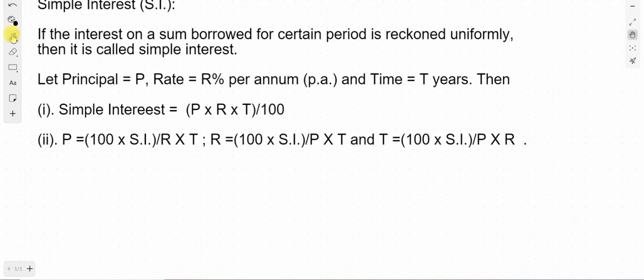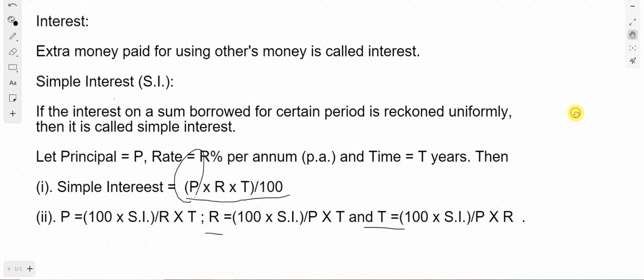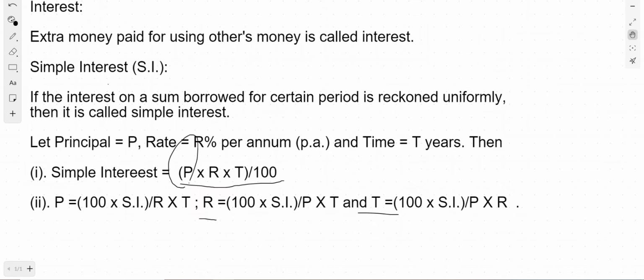We are calculating all the formulas with the help of that one simple interest formula only. Simple interest formula is P into R into T by 100. If in some question we are asked to calculate the principal, we can easily do it by cross multiplying: SI into 100, and R into T will be in division. Similarly we can calculate the formula for rate and for time. This is the only formula and it will be applied in all the questions. For understanding better, let's move on to a question.